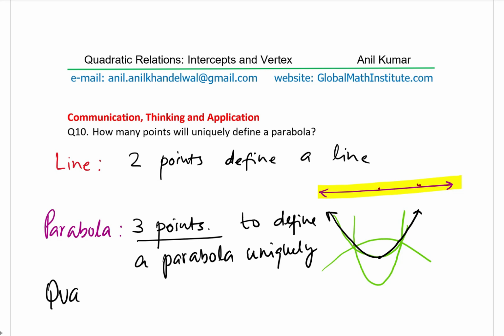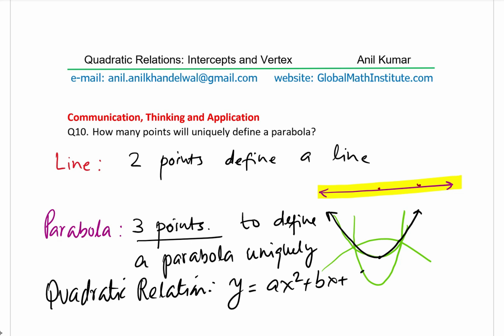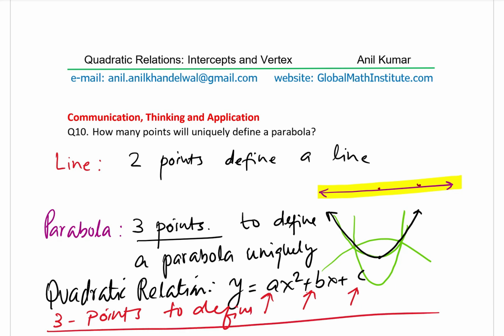So that is where we come to an end. We know for a quadratic relation, we'll learn soon, it can be given by y equals ax squared plus bx plus c. We have three different parameters, a, b, and c. So we need 3 points to define it. Is that clear? So that's another way of writing this solution. So with that, we come to an end.